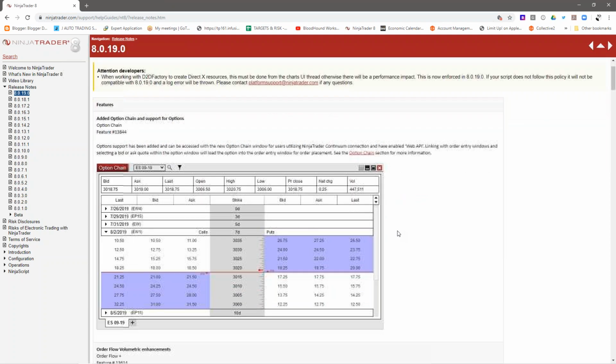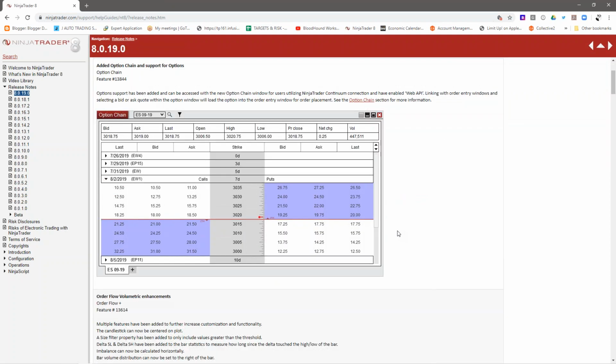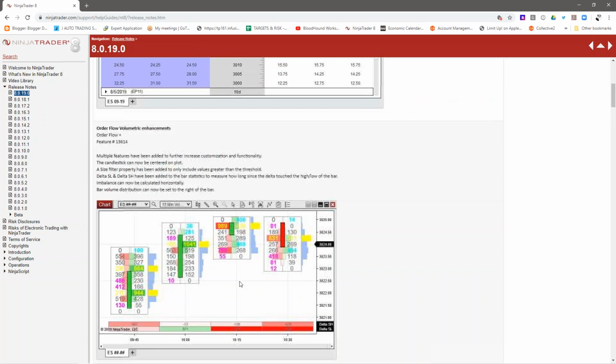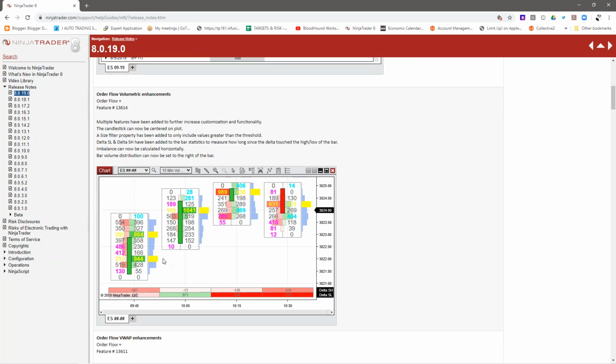First, options are now available, so contact your broker and see if you have access to options, and then you can get that added to your platform and order your data for it. Also, the order flow indicator has been updated substantially.